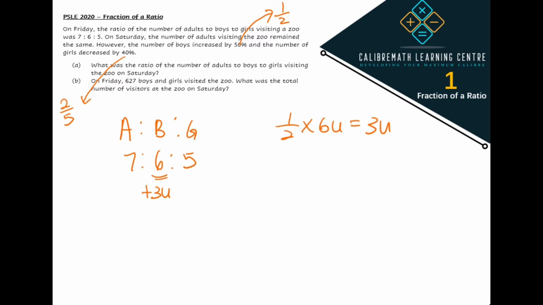So you can do the same thing for the girls. The girls decreased by 2/5, so you can use your 2/5 to multiply by the number of units for the girls at first, which is 5 units, and you get 2 units. Okay, so the girls decreased by 2, so you can subtract by 2. And from here, you will be able to get the ending ratio for adults to boys to girls, which is going to help you to solve part A and part B really easily. So this is how you solve for such questions for fraction of a ratio.